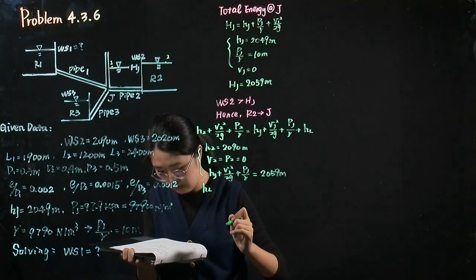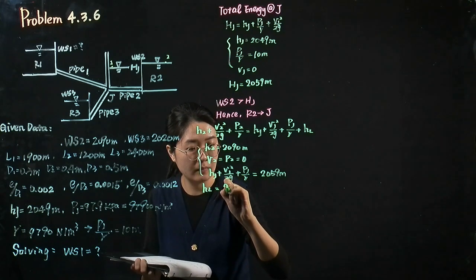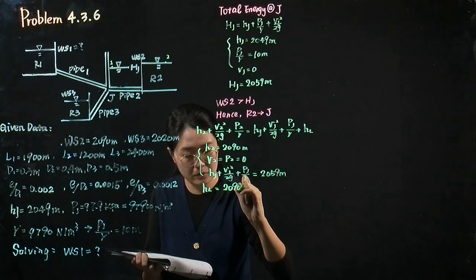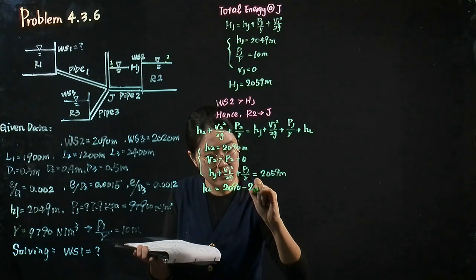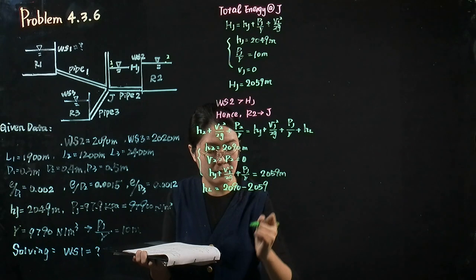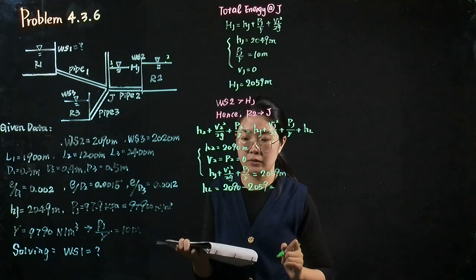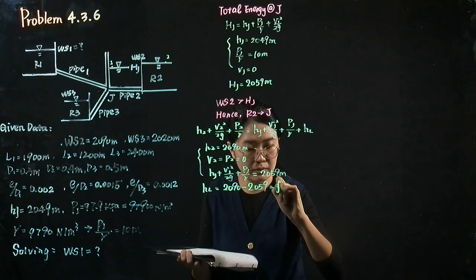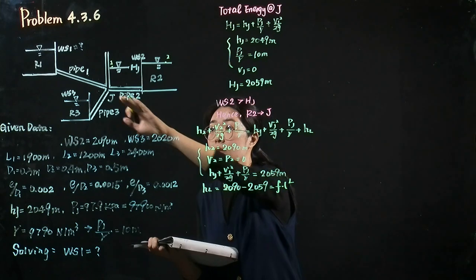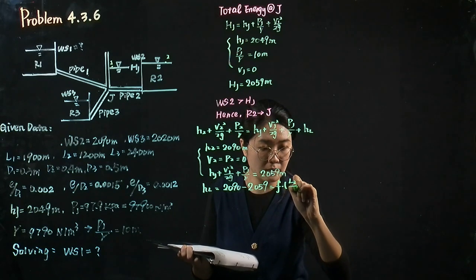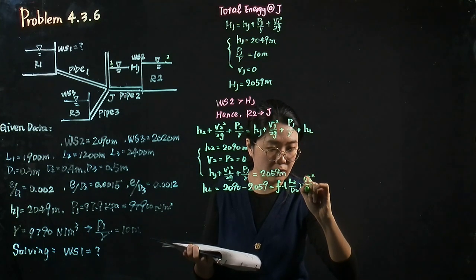If we bring this value back into the equation, we can get the head loss. It equals to 2090 minus 2059. And this value also equals to the Darcy-Weisbach equation, which is given by friction factor times L2 over D2 times the velocity in pipeline 2 squared over 2g.